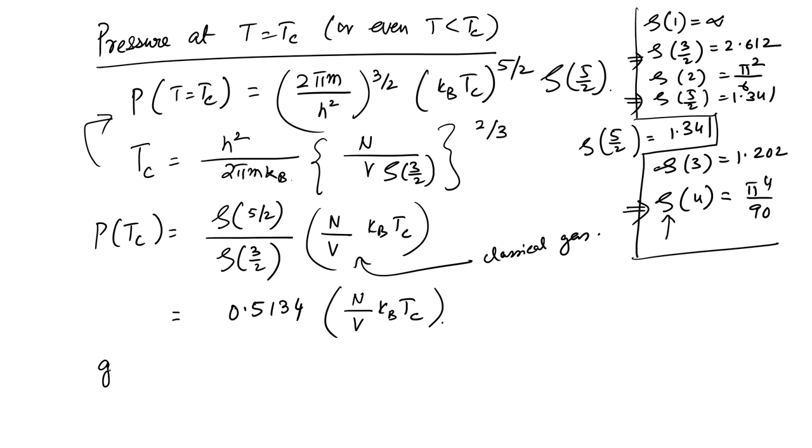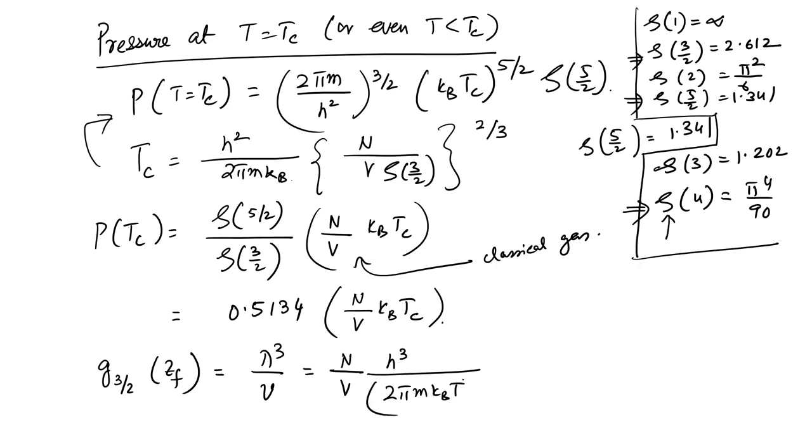If you remember that your G 3 by 2 ZF, if you put ZF equal to 1, that is zeta 3 by 2. But this is equal to lambda cube by V, we have seen that, and this is nothing but N by V, h cube divided by 2 pi m kT, that is the lambda cube term, whole to the power 3 by 2.